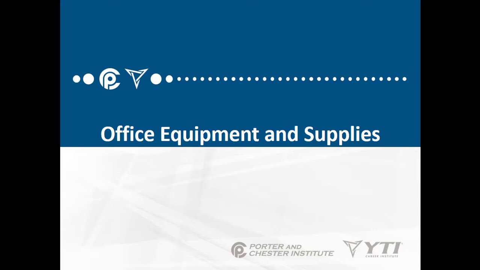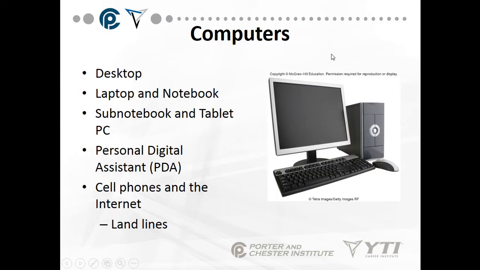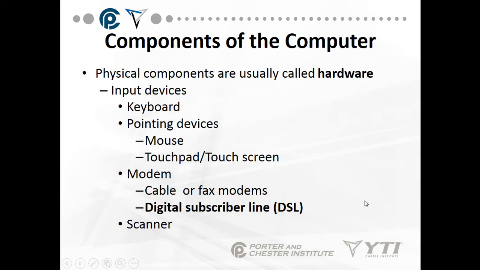Today's lecture is on office equipment and supplies. Computers. Computers come in a variety of shapes and uses. We have a desktop, we have laptops and notebooks, we have sub-notebooks and tablet PCs. We have personal digital assistant, which is a PDA. We have cell phones and the internet. We have landlines and Wi-Fi to make those connections.